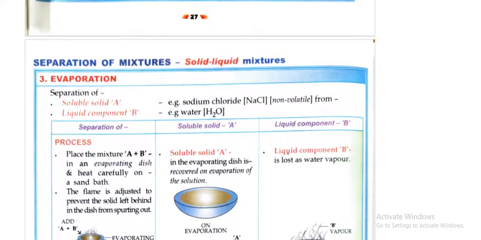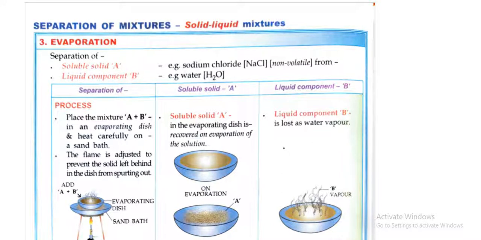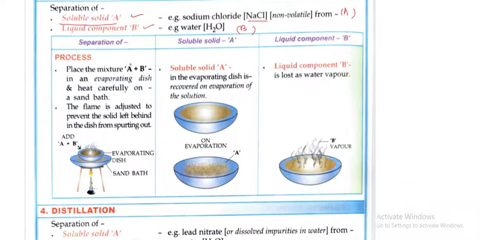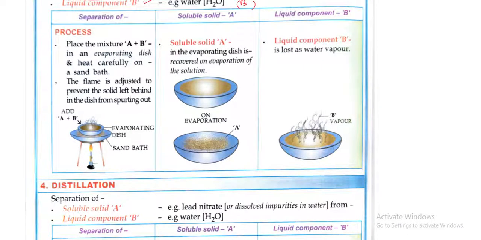Next we will see evaporation. So here components are A and B. For example, sodium chloride is our A and water is our B, but here it is a soluble solid. Yes, it is soluble. So what we will do? We will use the method of evaporation. We will take the mixture in an evaporating dish and then we will keep it on a sand bath. What is a sand bath, students? We will not heat directly. We will heat it by keeping it on the sand.